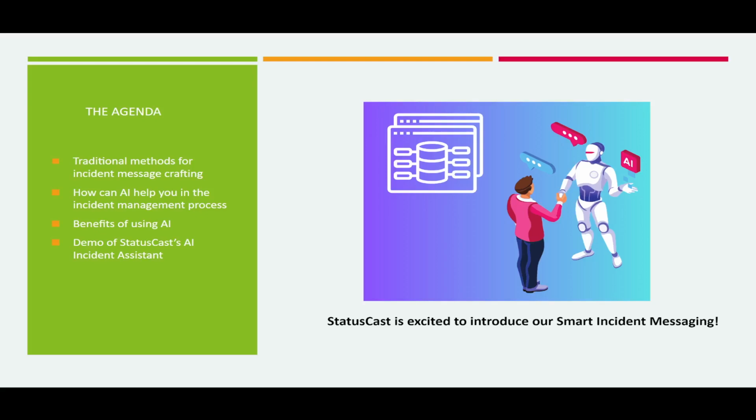In this webinar, we'll give you an analysis of the incident messaging crafting within StatusCast, how AI can help you in the incident management process, discuss the benefits of using it, and provide some best practices for using it after the demo. For those who don't know, StatusCast is an incident management platform that allows organizations to quickly and effectively communicate incidents that happen within their environment to their interested audiences. Whether it's alerting your recipients about a network outage or informing them of an upcoming server maintenance, StatusCast can be used to keep whoever subscribed to your page and service components in the loop of what's going on.